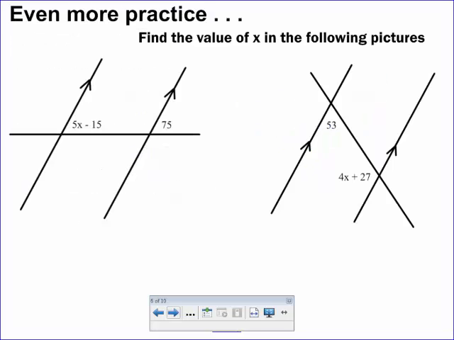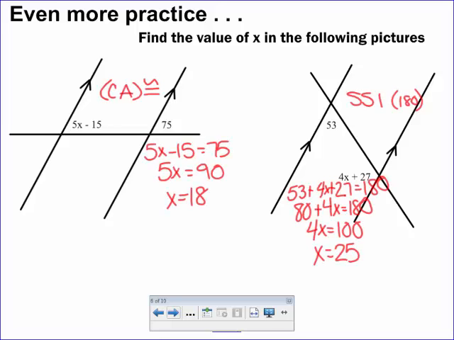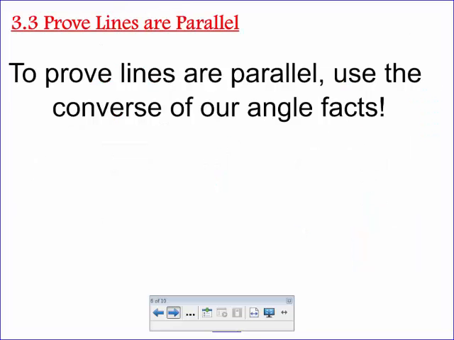All right, so these next two I'd like you to pause and go ahead and do on your own, and then check. It just says find the value of x in the following pictures. All right, so let's see if you did it correctly. I also put what type of angles they are. So the first ones are corresponding, so you should have set them equal because they're congruent. And the second pair are same side interior, so they should be added up and set equal to 180. All right, so that's all of section 3.2.